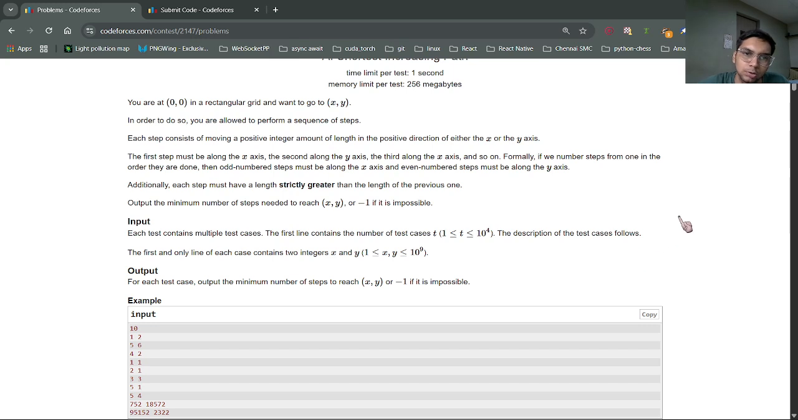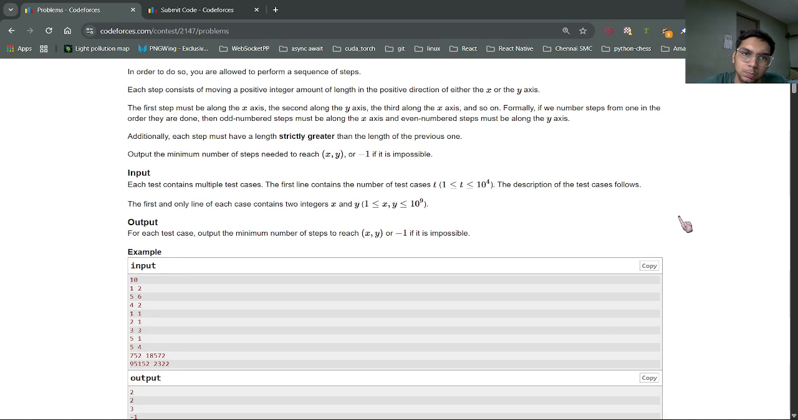Why? Or to do so, you're allowed to follow. Each step will consist of moving some amount of length in either the x or y axis direction. The first step must be along the x axis, the second along the y axis, third along the x axis, and so on. Each step must have a length strictly greater than the length of the previous one. Output the minimum number of steps needed to reach the target, or output -1 if it is impossible.